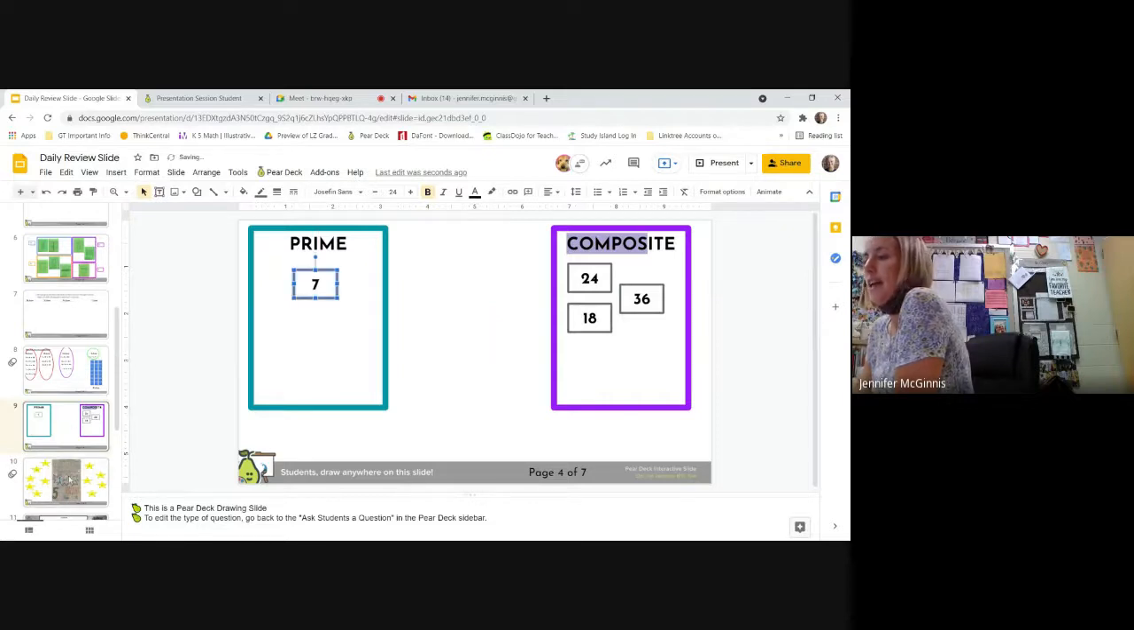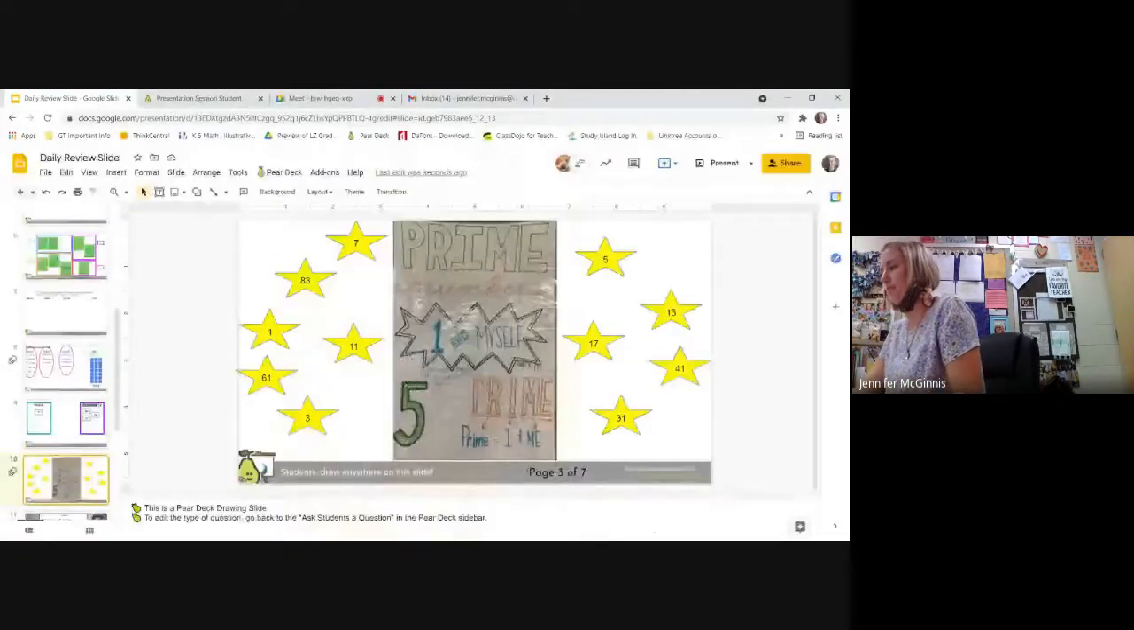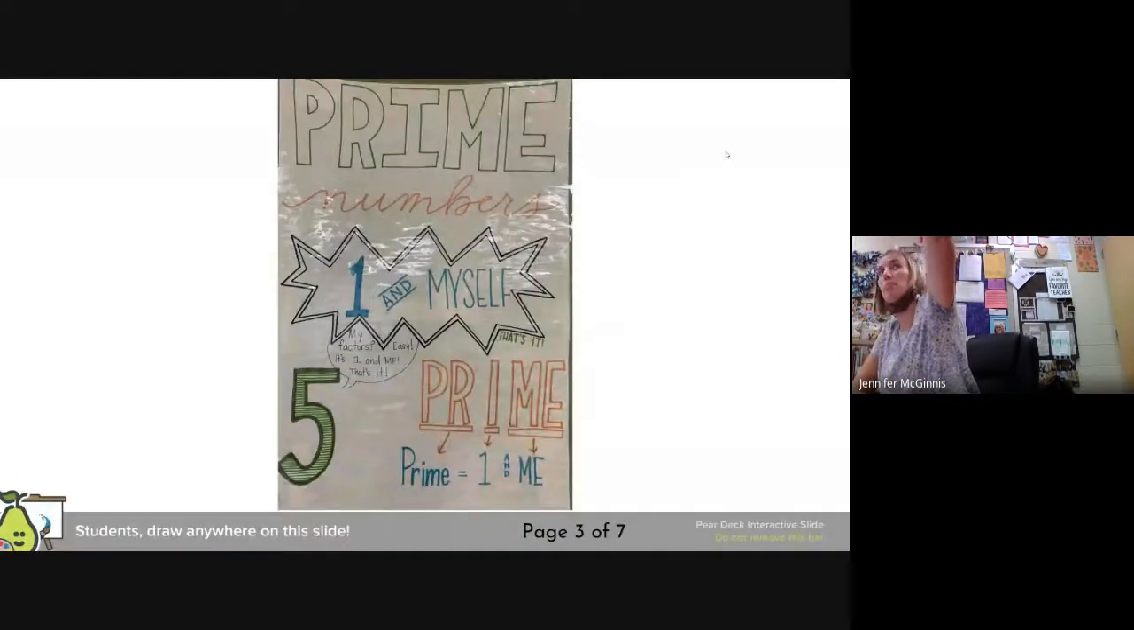Now, I have a poster in my room. It's right up here behind these clipboards. And it says prime numbers, 1 and myself. Look at this number 5 right here. He's saying my factors, easy. It's 1 and me. That's it. Prime numbers only have the factors of 1 and themselves. So the factors for 5 are 1 times 5. I'm going to show you some other prime numbers.